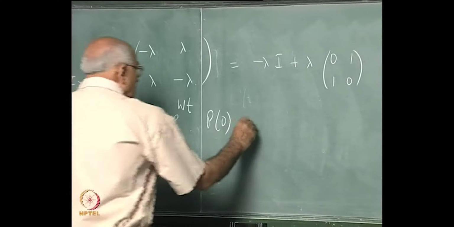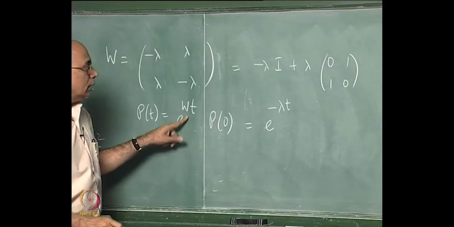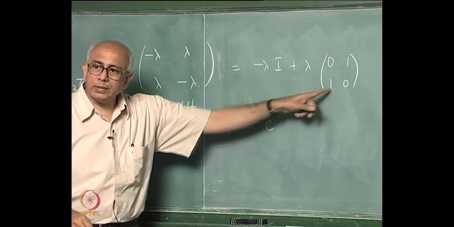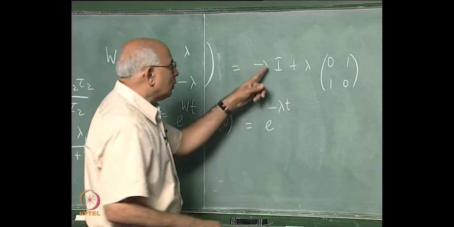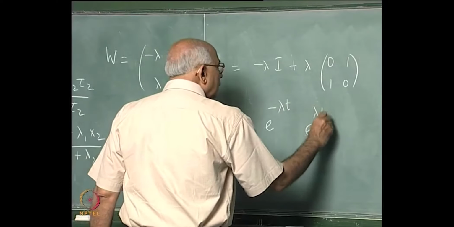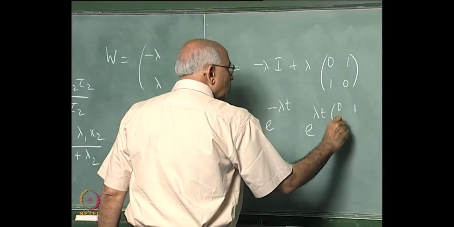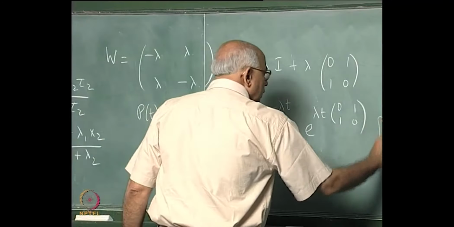So this becomes e to the minus lambda t, because I have e to the power a matrix plus another matrix, and e to the a plus b is not e to the a times e to the b unless a and b commute with each other, but in this case a happens to be the unit matrix which commutes with everything else. So that is the reason I chose this special case. So it is e to the minus lambda t, and then it is the exponential e to the lambda t times this matrix 0 1 1 0. The whole thing acts on P of 0.